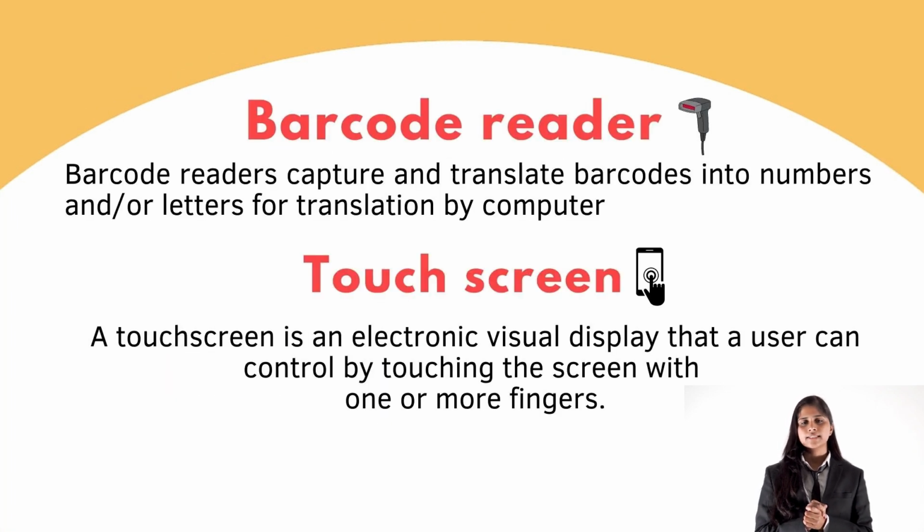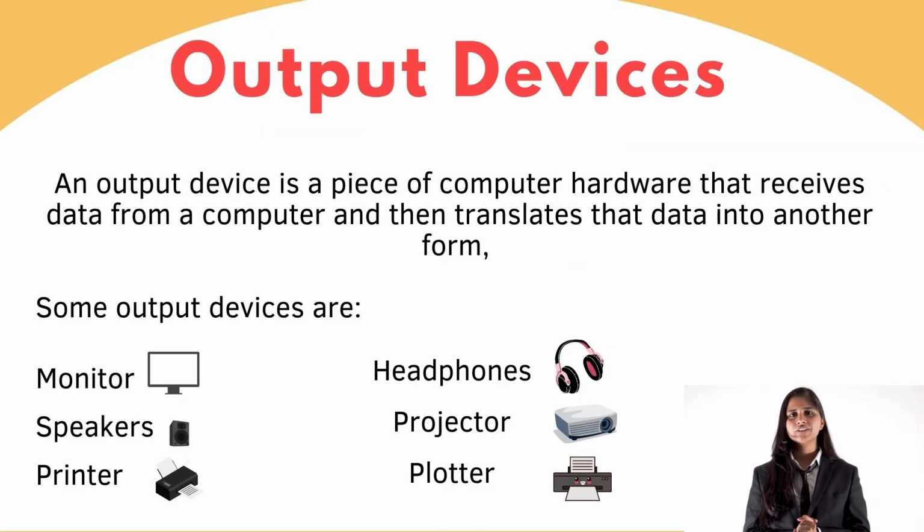Coming to the next example, that is barcode reader or scanner. Barcode readers capture and translate barcodes into numbers or letters for the computer. Coming to the next example, touch screen. A touch screen is basically an electronic visual display that a user can control by touching the screen with one or more fingers. Now we are going to study our next topic, that is output devices.